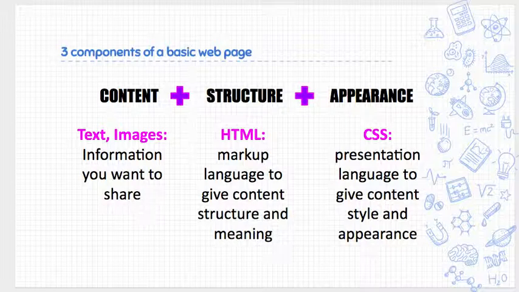So remember that every basic web page has three components. First is the content that you actually want to share with your audience. This might be text, images, video, audio, etc. Second is the structure of the page, and this is what you define using HTML markup. HTML gives your content structure and meaning. For example, it says this is a heading, or this is a paragraph, or this is a footer. And lastly, CSS is going to give it appearance. CSS is a presentation language that gives web content its style. Let's see how it works.